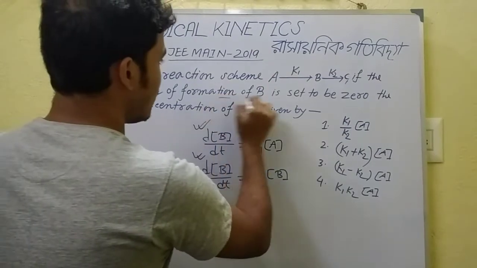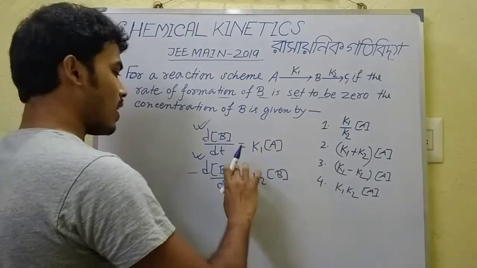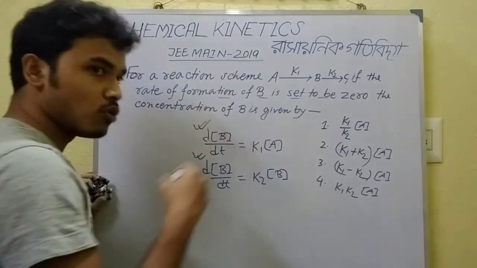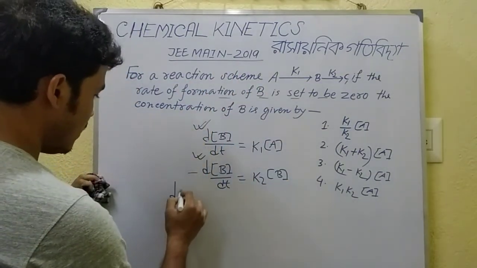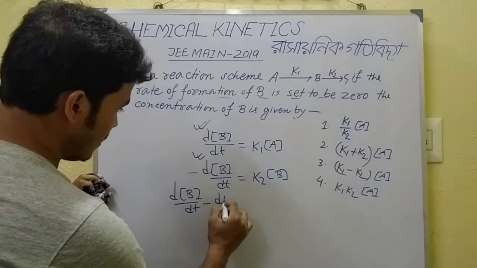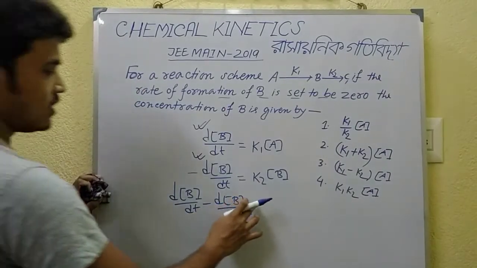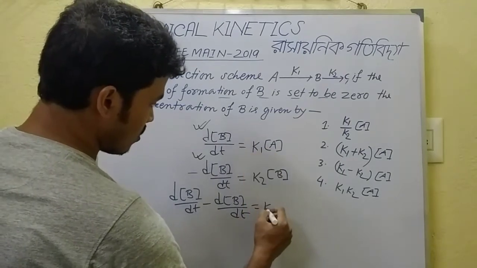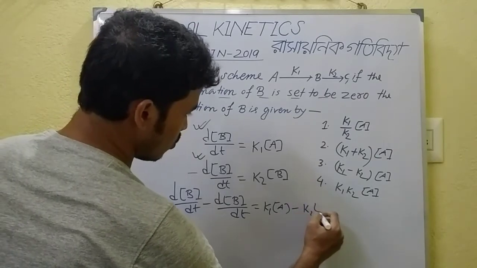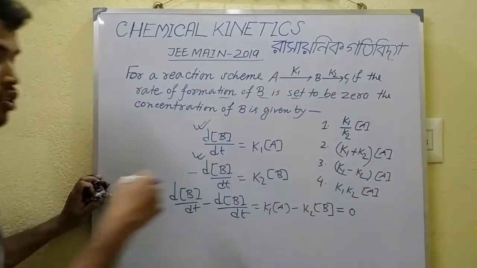যে formation of B is set to be 0, তাহলে এটা 0 হবে। তাহলে B এর formation আর B এর disappearance, সেই দুটোকে যদি আমরা যোগ করে দিই তাহলে তাদের যে যোগফল সেটা 0 হবে। তাহলে আমি কি করব? d[B]/dt মাইনাস d[B]/dt। তাহলে formation rate disappearance rate is equals to K1 concentration of A minus K2 concentration of B. Okay, and this is equals to 0 because set to be 0.